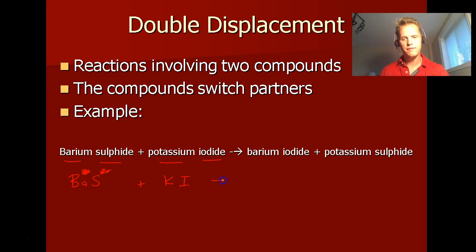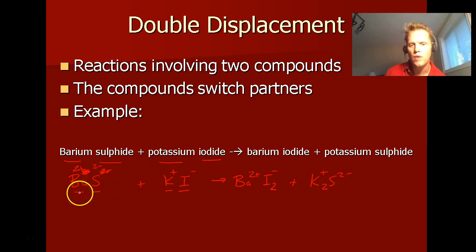You can see that I have two capital letters here, two capital letters here. We know that the metals are positive, the non-metals are negative. What ends up happening is they're going to switch partners. The positive one goes with the other negative one. So positive always gets written first, the metals get written first. And this is what we have here, BaI2. And we have K plus S2 negative, K2S.